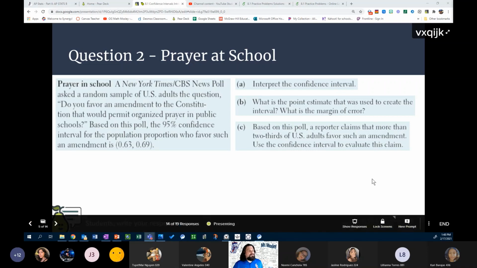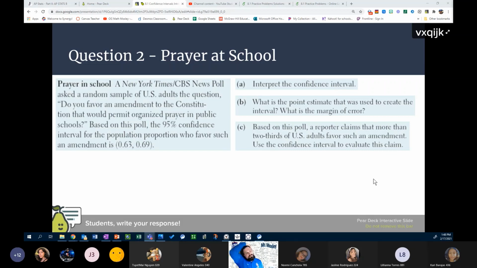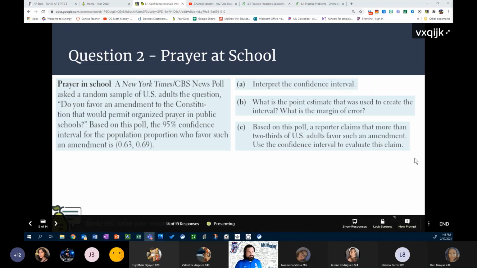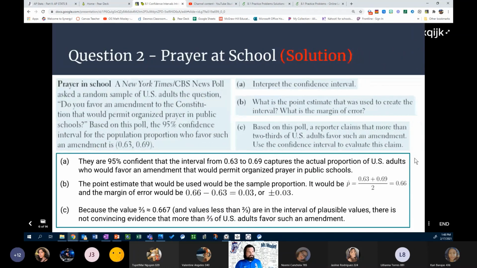The point estimate would be p hat, because we're talking about proportion, so the sample proportion. And I'll switch to showing you guys the solution so you can see how we can find that. So here's our solutions. They are 95% confident that the interval from 0.63 to 0.69 captures the actual proportion of U.S. adults who would favor an amendment that would permit organized prayer in public schools. Being very specific.